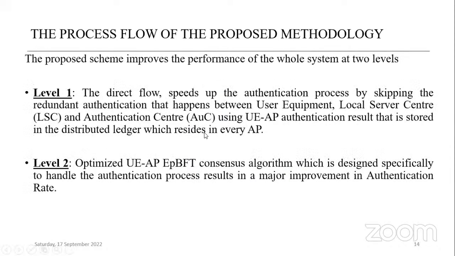Here we have made improvements at two levels. One level is that we are speeding up the process without repeating all the steps of authentication, by reusing the result that is stored in the blockchain. That is the one level. The second level is that we have given an optimized consensus algorithm. We have reduced the sequence of steps involved in the consensus algorithm so that the time taken for the consensus process is also reduced in a secure manner. These are the two levels of improvements that we have provided.